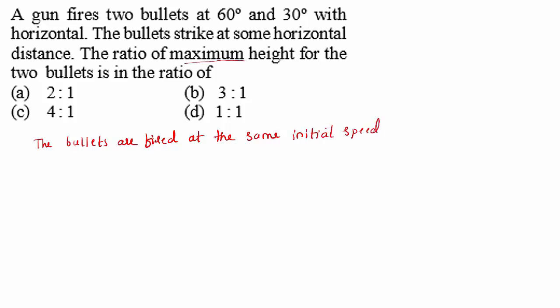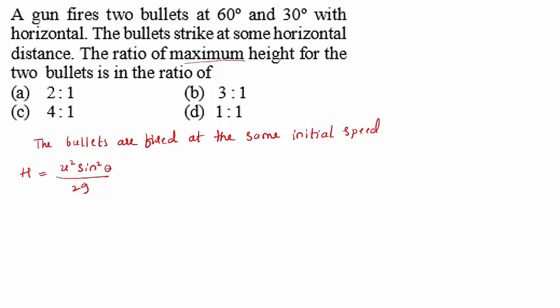We have the equation for the maximum height: h equals u squared sine squared theta divided by 2g. This equation we can use to find the maximum height. You studied this in projectile motion in class 11.